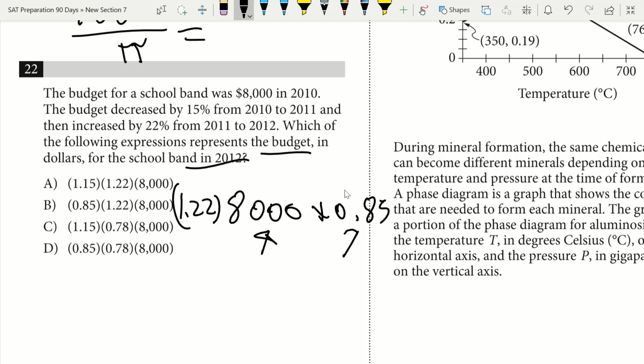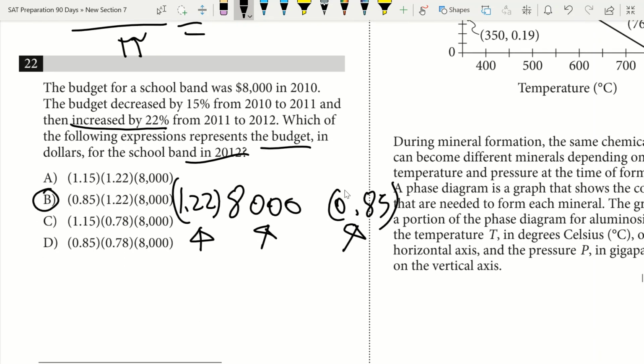Then we lost 15% of that, so we had to multiply by 0.85 because that's what happens when we lose 15%. After that, we had to multiply by 1.22 because we increased our budget by 22%. So our answer is going to be whatever has 0.85 times 8,000 times 1.22. I see that that's answer choice B for 22. So my answer there is going to be answer choice B.